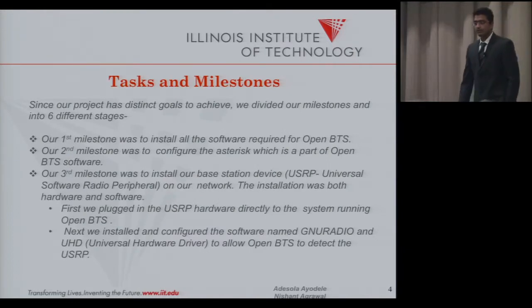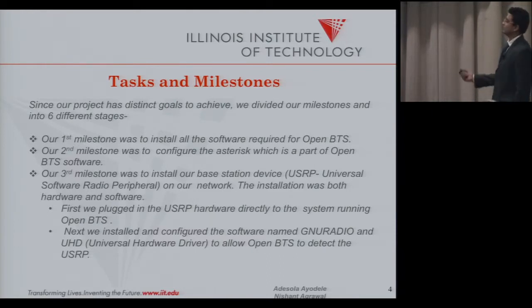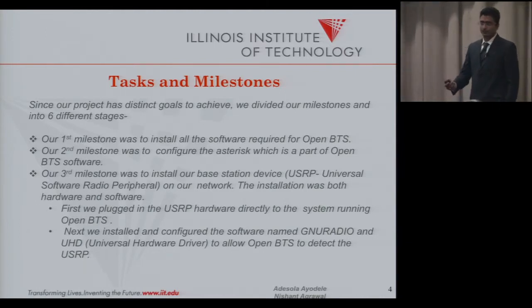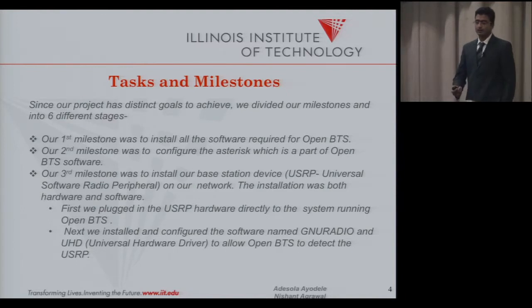Since our project has different goals, we intend to provide 5 milestones to it. Our first milestone was to install OpenBTS, which is the main source of our project. Our second milestone, we kept it as configuring the Asterisk, which is the part of OpenBTS, which comes ready with the OpenBTS whenever you download or configure the OpenBTS application. A third milestone was to install the USRP. That's our base station device.